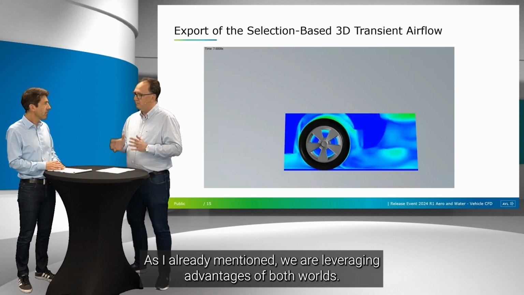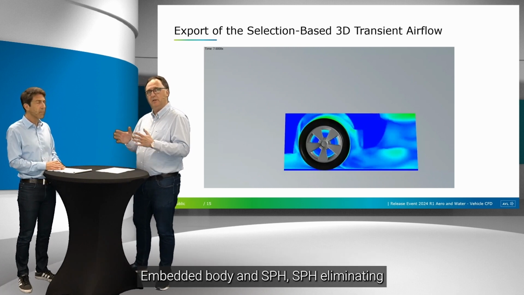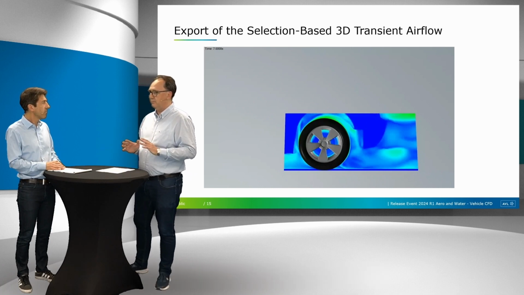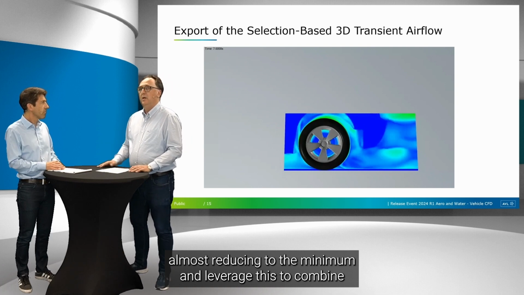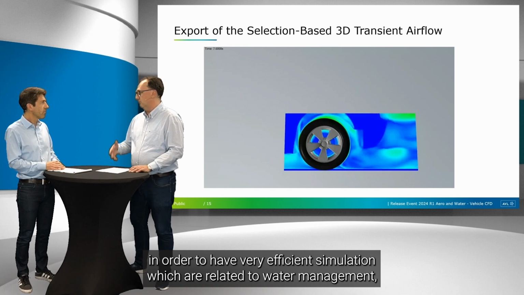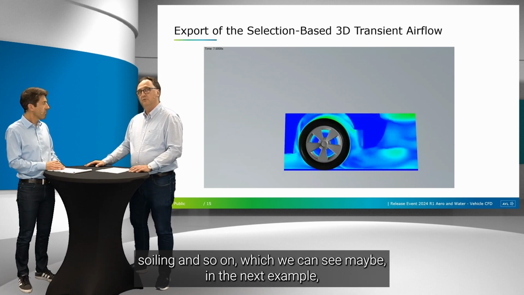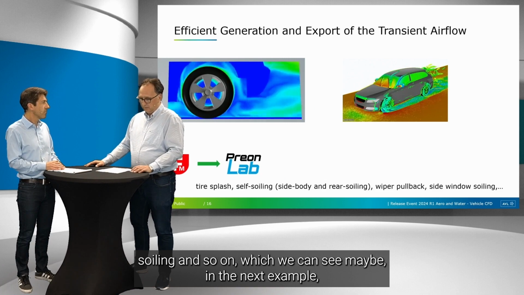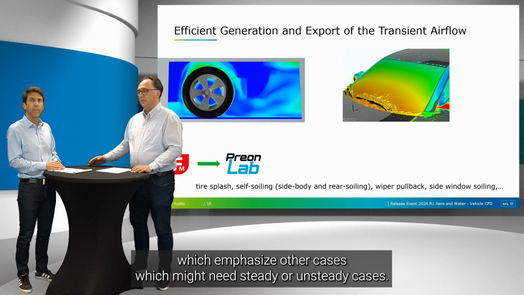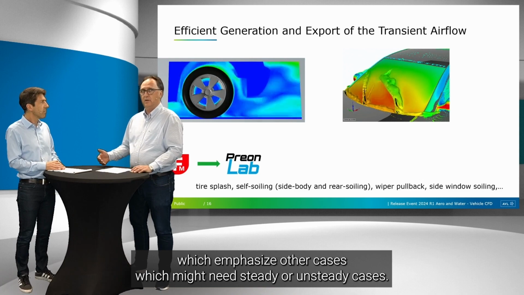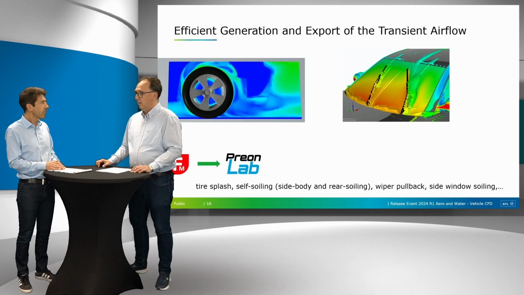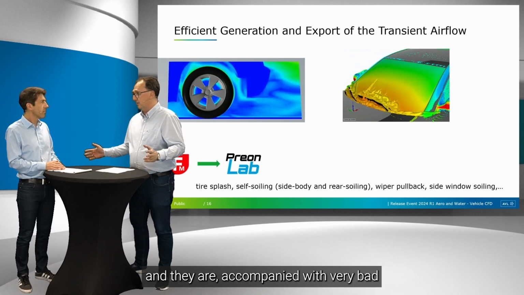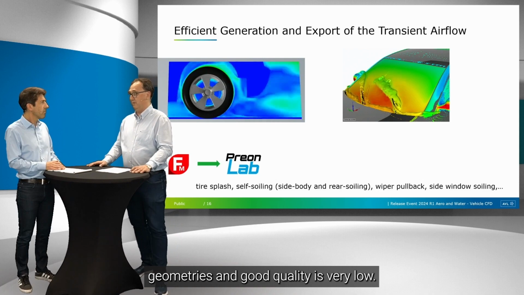We are leveraging the advantages of both worlds, embedded body and SPH: eliminating pre-processing and meshing, with embedded body almost reducing it to a minimum, and combining them to have very efficient simulations related to water management, soiling, and so on, which we can see maybe in the next example, which emphasizes other cases which might need steady or unsteady cases. We recall that Prior Lab is typically used in early design stages, which are accompanied with very bad geometries. CAD quality is very low.